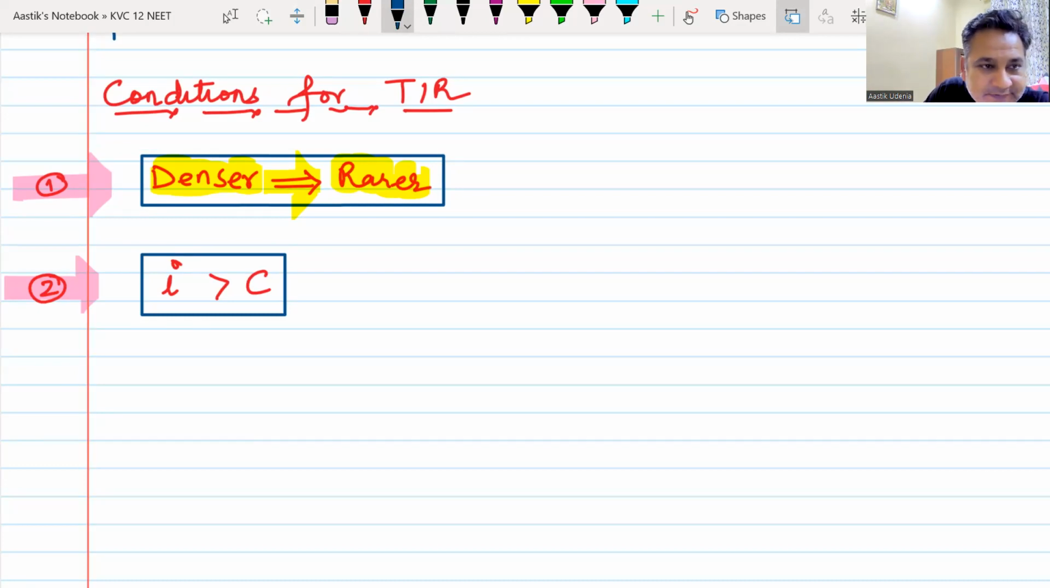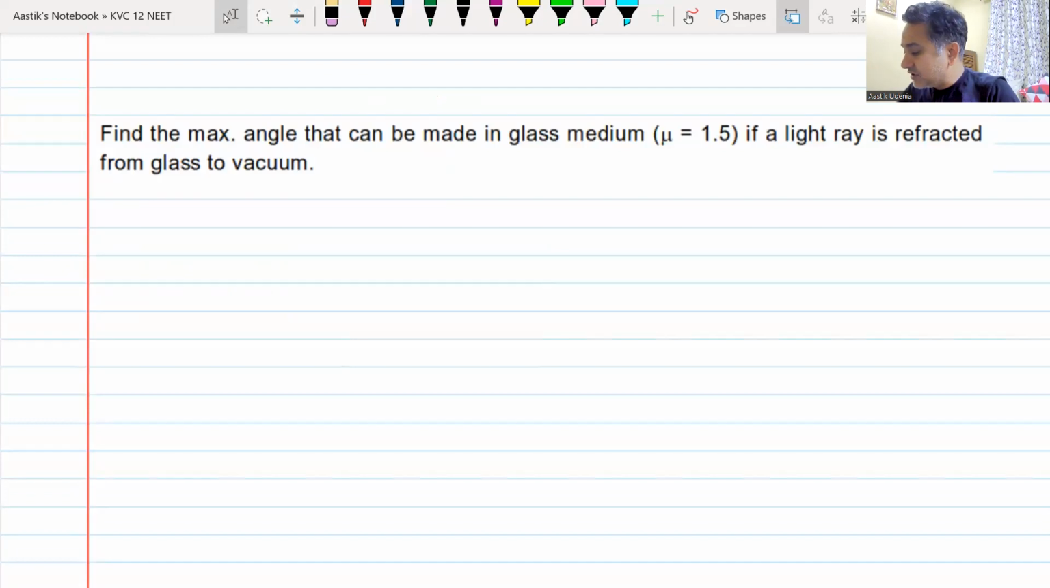Can I now give you a question, my dear friends? Everyone is ready? Yes, sir. Let's see if you can give me the answer for this one. I have faith that you can answer this. I'll call this question number one. Find the maximum angle that can be made in glass medium if a ray is refracted from glass to vacuum. Refractive index of glass is 1.5 and you have 1 minute to solve this.